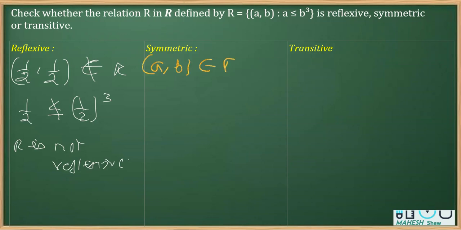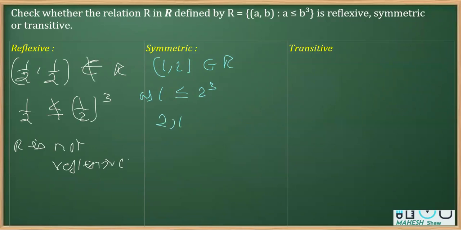Now, in order to check for symmetric, what we need to check is that if (a, b) belongs to R, then (b, a) must belong to R for all a and b that belong to the domain, which is the real numbers. If I take an example, let's say I take 1 and 2, I say that (1, 2) belongs to R, right? And this is because 1 is less than or equal to 2 cubed.